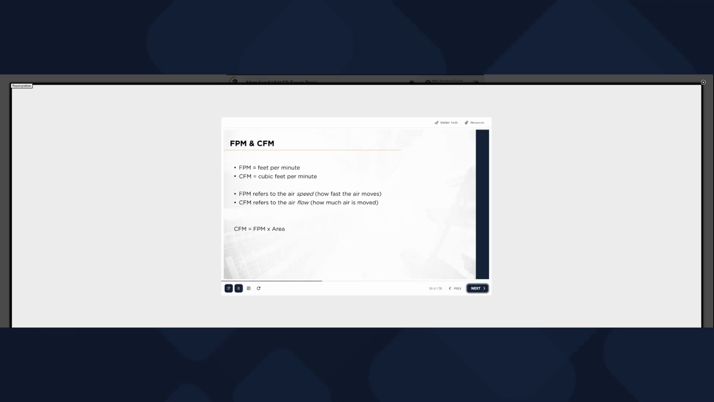FPM and CFM. FPM equals feet per minute. CFM equals cubic feet per minute. In other words, FPM refers to the air speed, or how fast the air moves. CFM refers to the air flow, or how much air is moved. Cubic feet per minute equals feet per minute times area, in square feet. Cubic feet per minute is used frequently in HVAC work to measure airflow. Another formula for CFM is volume times air changes per hour divided by 60 minutes.